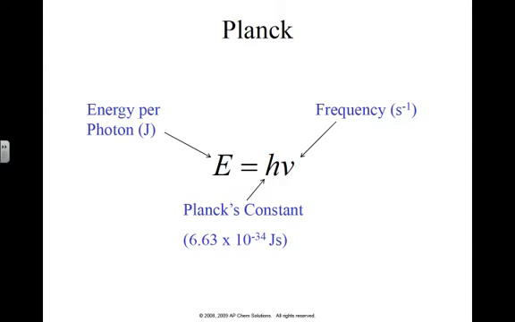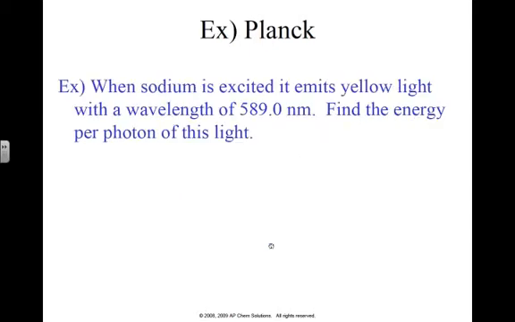Energy for light is equal to Planck's constant times frequency. So this is going to be a direct relationship. The higher the frequency, the higher the energy. So if you ever solve for frequency, all you have to do then is multiply it by Planck's constant, 6.63 times 10 to the negative 34th, and you'll get the energy per photon, and that will be in joules.